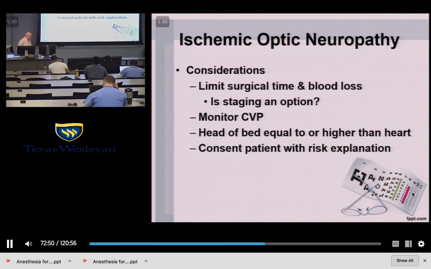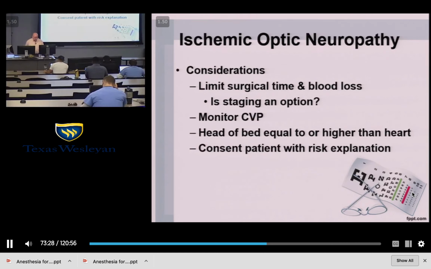The reason I have staging up there is as an option, meaning that if you're heading into a 14-hour procedure, is there a way to do it in 2 7-hour procedures? All right, do it 7 hours today, do it 7 hours tomorrow. That's why I have staging up there. So in other words, if it can be minimized on day 1 and resume on day 2, then do that. All right. In these patients, monitoring the CVP is said to be beneficial as well. We keep their head of the bed equal to or higher than the heart to prevent ION.